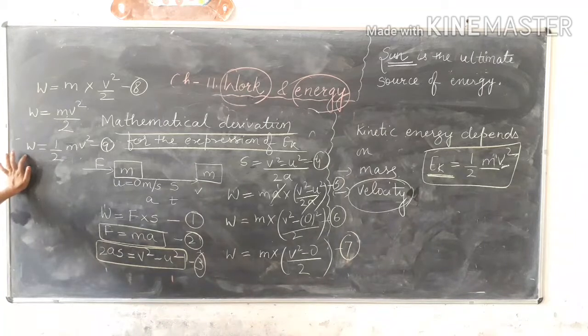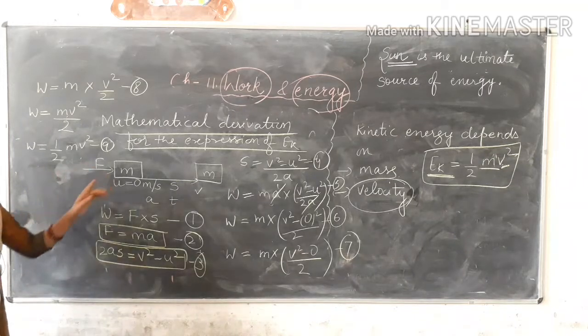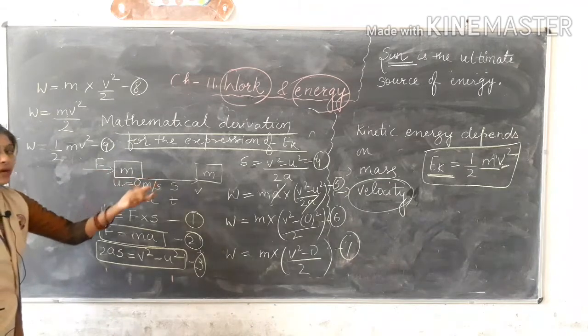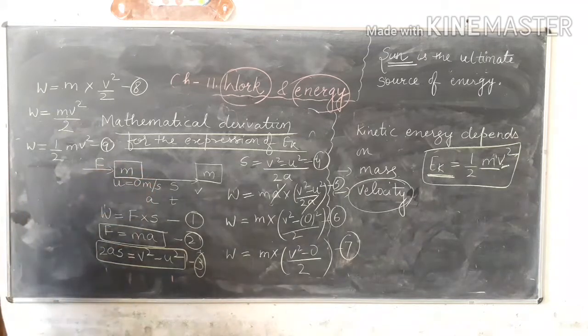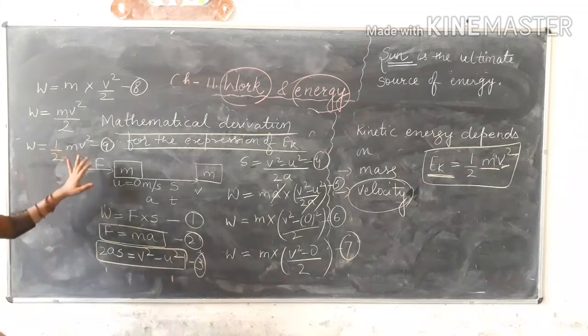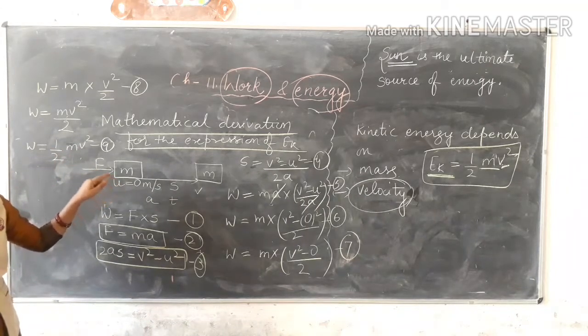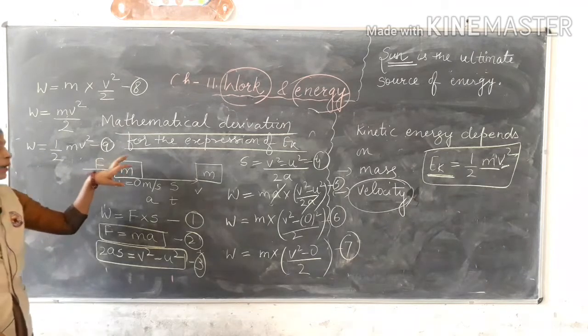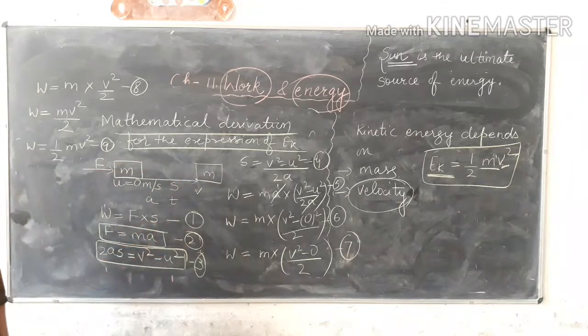So what is the work done on the object? Equal to half mv square. So this is the work done on this object. Now when this work is done on this object, then this object acquires motion, acquires kinetic energy, because before this work, this object was at rest. This was a stationary object and had an initial velocity 0 meter per second. But when this work is done on this object, it acquires motion, it acquires kinetic energy.